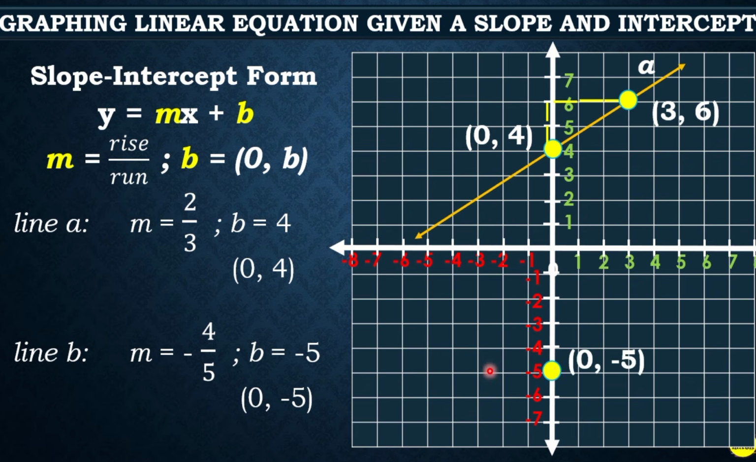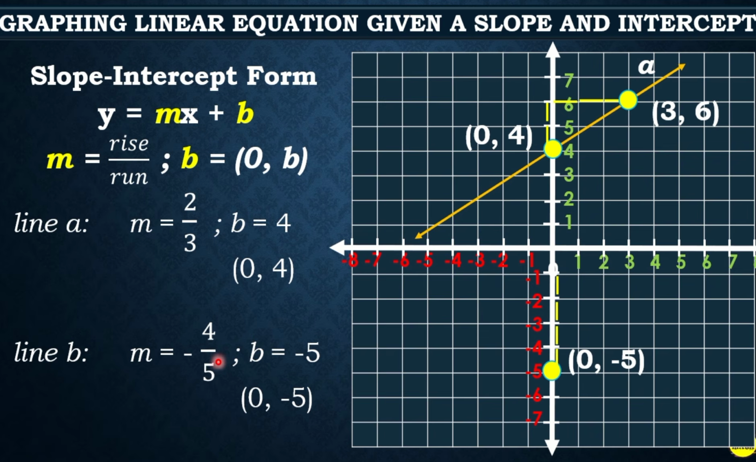And then, after plotting your y-intercept, mag-move tayo using the slope. So, yung rise niya is 4, ang run niya is 5. Now, take note, the slope is negative. So, you have to move to the left. Okay? Papunta tayo sa left nito. So, your rise is 4. So, let us count the units. 1, 2, 3, 4. Okay? So, we have 4. So, yung rise natin ay 4.